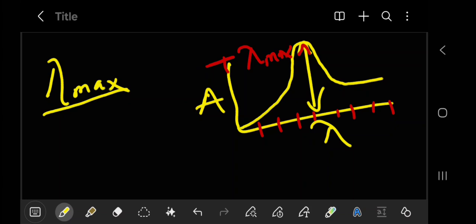Then, to know the concentration of your sample, the analyte of interest in your solution, you have to run the different concentrations you've prepared. I guess you guys prepared different concentrations, right? Different concentrations of the solution.